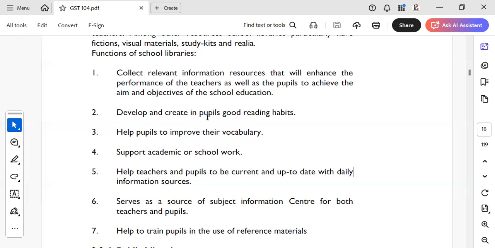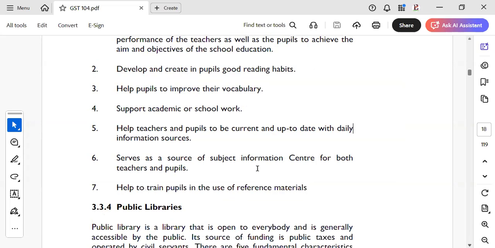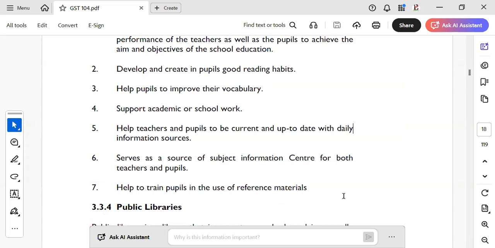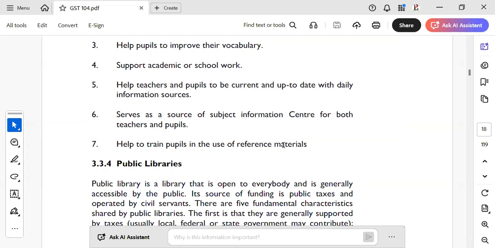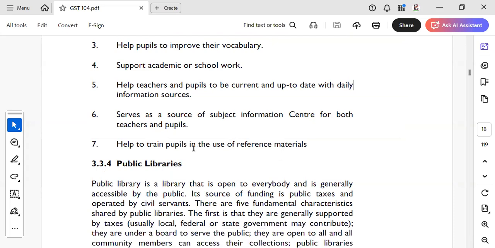Then he said you support academic work or school work. For instance, like you mentioned about teachers trying to form their lesson note or lesson plan, you get resources from the library that help you in doing that. Now, it helps teachers and pupils to be current and up to date. If you explain that well, that is true. And it serves as a source of subject information center for both teachers and pupils. That is very clear and straightforward. And it also helps to train pupils in the use of reference materials. Now, what this is talking about is that we have some reference materials in the library.